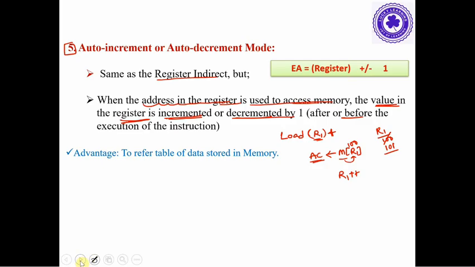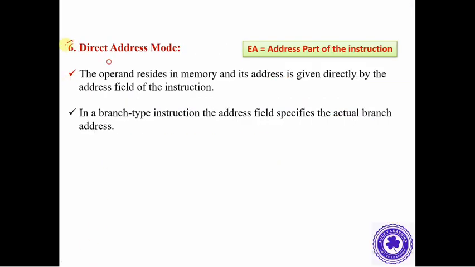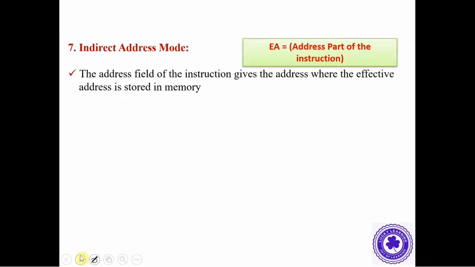That is the fifth one. Sixth one, direct mode. Direct mode means the operand resides in the memory and its address is given directly by the address field. Let us say load the accumulator with the value that is there in the 100th location. Means memory at the 100th location has some value that is loaded into the accumulator. The address part of the instruction is directly the address of the operand. We call this direct addressing mode.